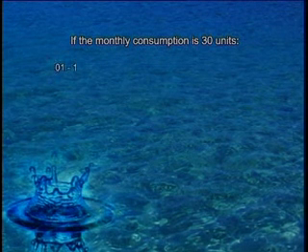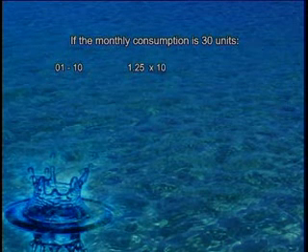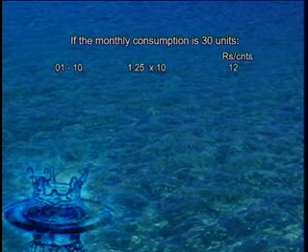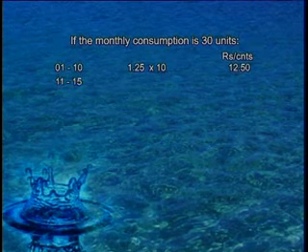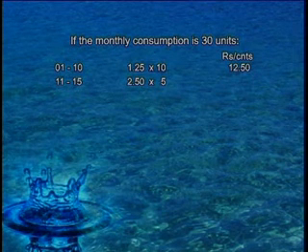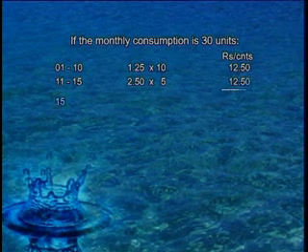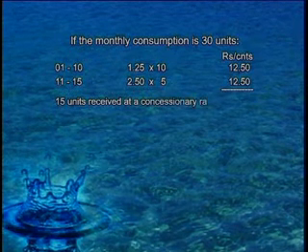For the first 10 units of water you consume, you will be charged 12 rupees and 50 cents at the cost of 1 rupee and 25 cents per unit. For the next 5 units of water, a sum of 12 rupees and 50 cents is charged at 2 rupees and 50 cents per unit. These first 15 units are provided at a concessionary rate of 25 rupees.